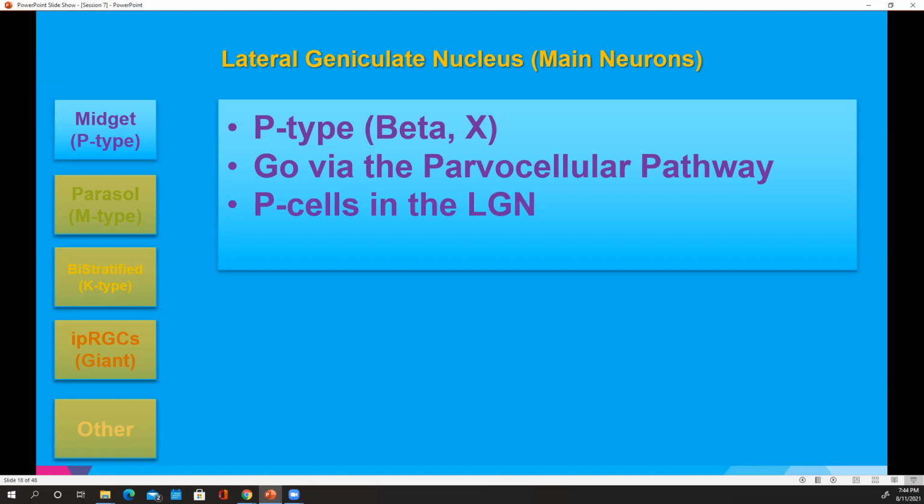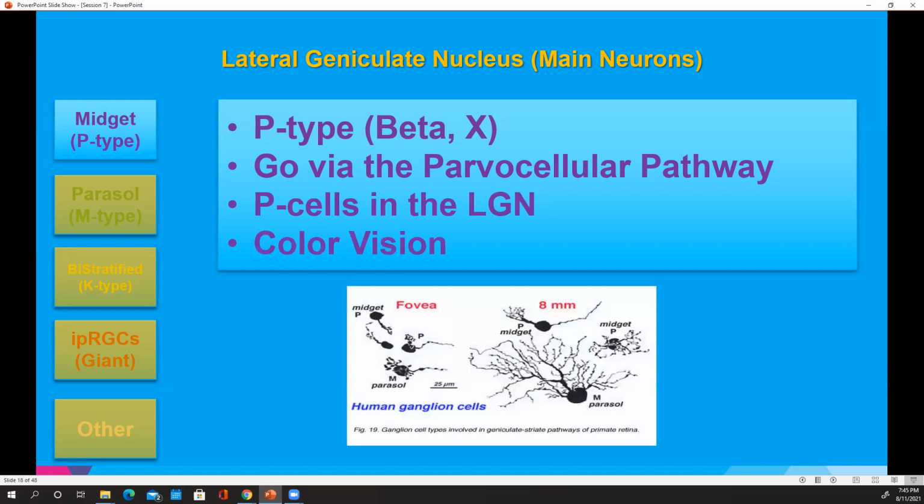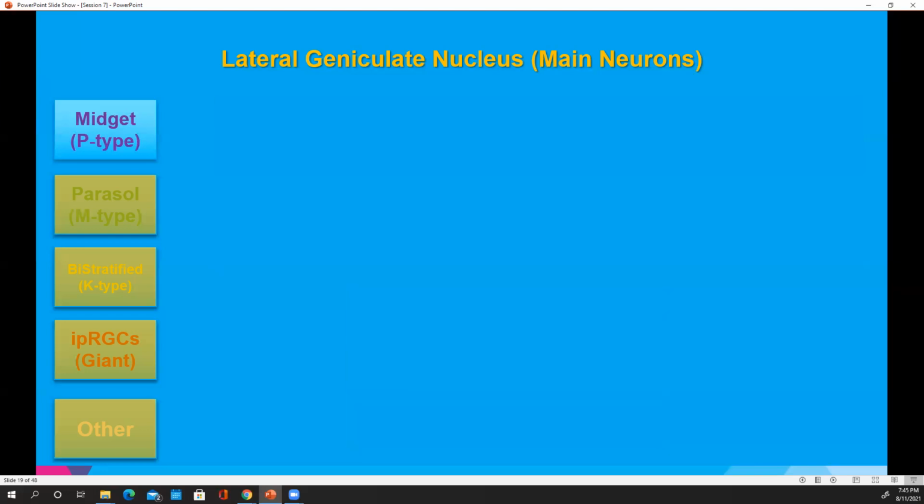So P cells in the LGN are neurons. They're neurons that go somewhere else in the brain. But just letting you know, the midget P-type ganglion cell's axon will synapse with the P cells in the LGN. And we know this is responsible for red-green color vision. So here's your picture of them again. Here's the midget P-type cell. And we say to ourselves, great, okay, I can see that.